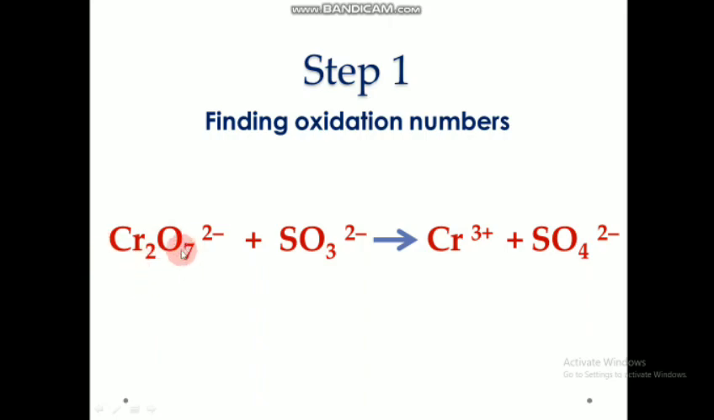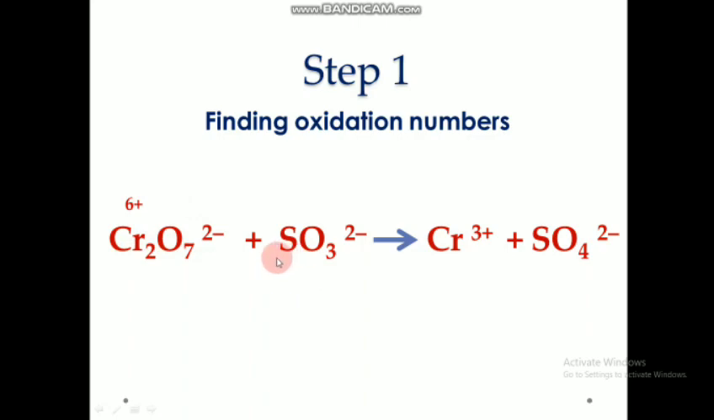So oxygen will have 7 into 2, 14 minus charges, and in the net charge we have two negatives. So totally chromium will have a 6+ charge. So that 6+ into 2 will become 12 positive. 12 positive minus 14 becomes 2 negative. So we found out that of chromium.